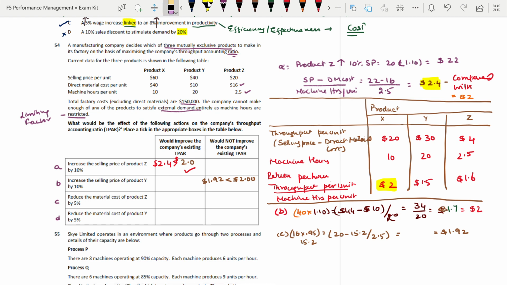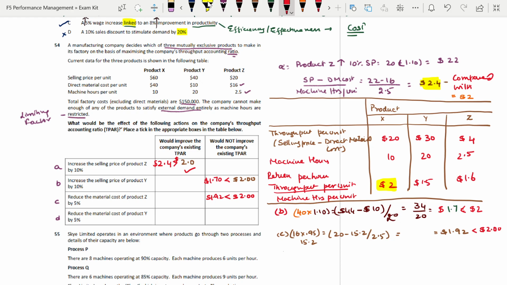Okay, how much is there? 1.7. 1.7 is less than 2. It will not improve. Again, 1.92 is less than 2. It will not improve.